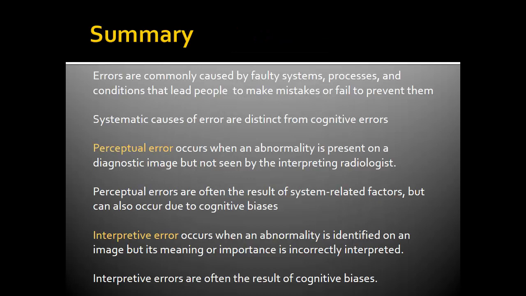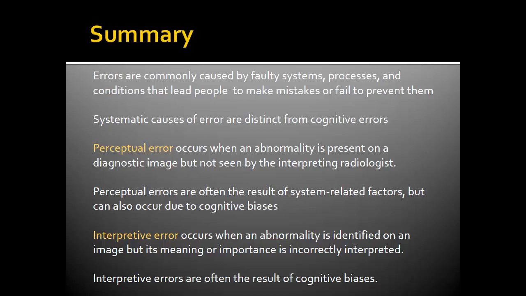To summarize, errors are commonly caused by faulty systems, processes, and conditions that lead people to make mistakes or fail to prevent them. Systematic causes of error are distinct from cognitive errors. Perceptual errors occur when an abnormality is present on a diagnostic image but not seen by the interpreting radiologist. Perceptual errors are often the result of system-related factors, but can also occur due to cognitive biases.